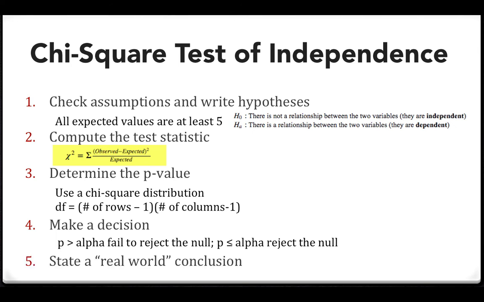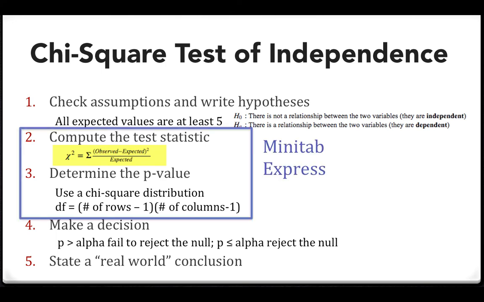And finally, step 5, state a real-world conclusion. This is where you would go back to your original research question and state whether or not you have evidence of a relationship in the population. Minitab Express will compute the test statistic, degrees of freedom, and p-value for you. It also gives you the options to request the expected values and chi-square contributions for each cell. You should be able to interpret all of those values correctly.